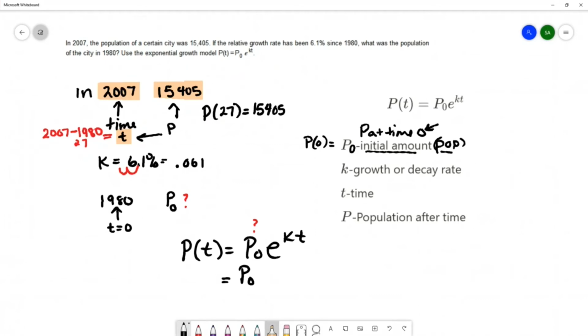By the way, I haven't mentioned this yet. The e in the formula is not a variable. E is the number 2.718, and those decimal values continue on forever without repeating a pattern, very similar to how we use pi in formulas. K, we said, was 0.061. Our time is 27 years, and our population at 27 years is 15,405.